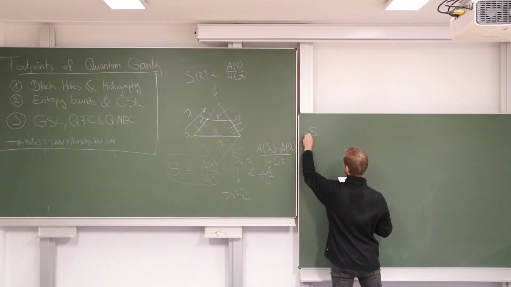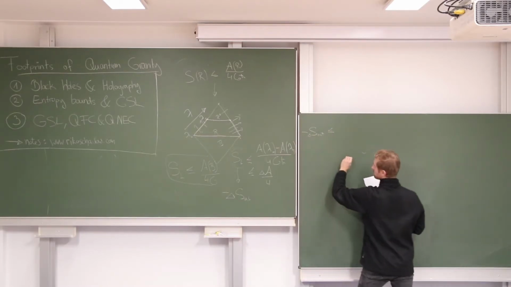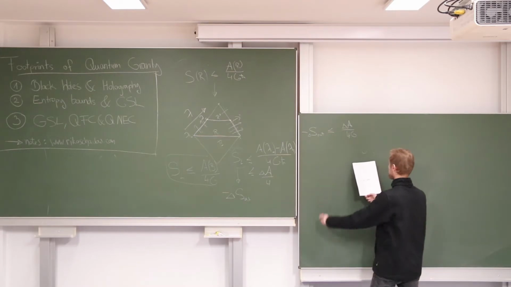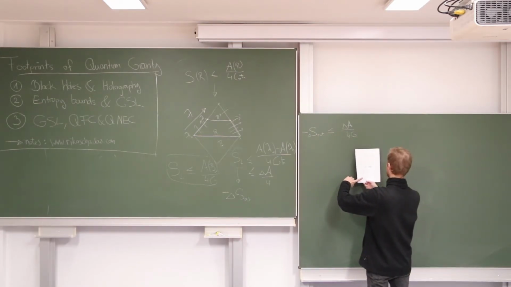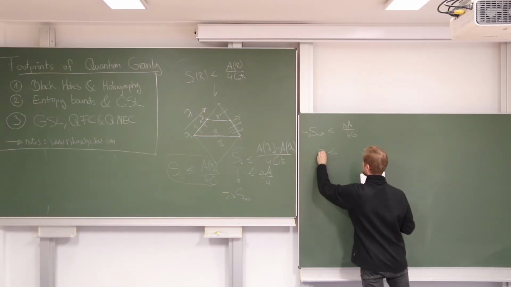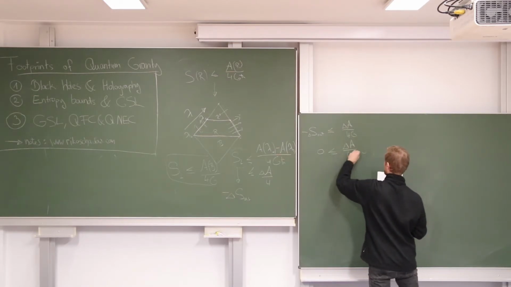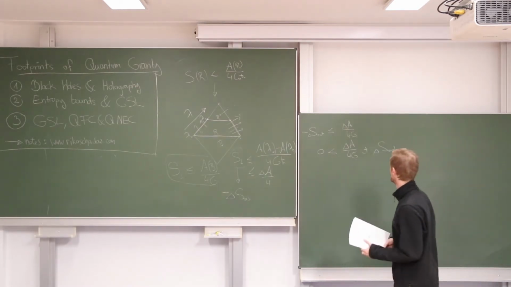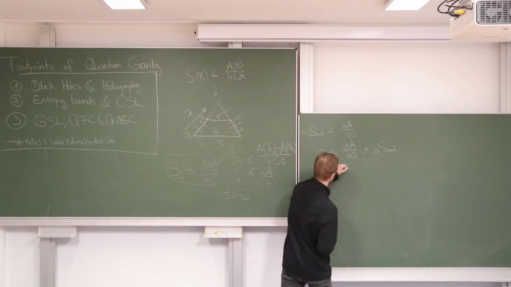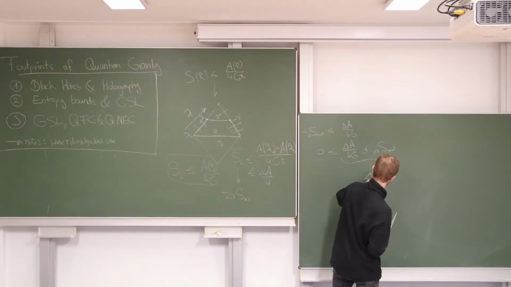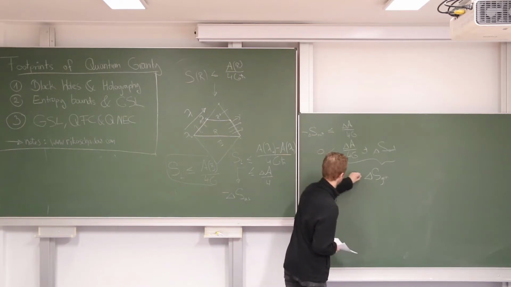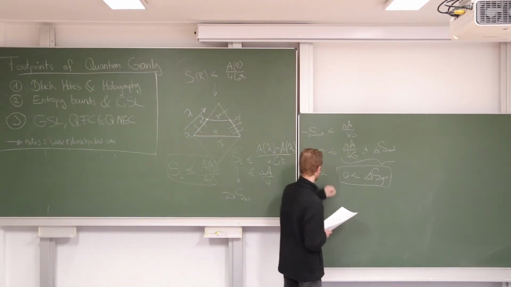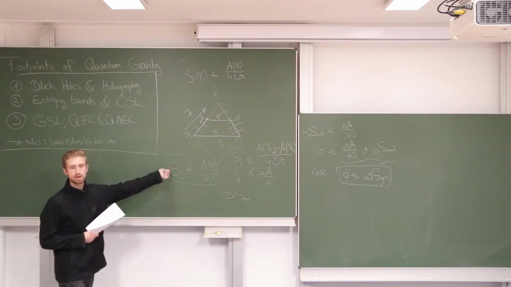So what we have here is minus S out is bounded from above by the change in area over 4G. And now, wait, which side do I want to put this on? I want to put it on this side, right? So if I put this on the other side, then I find that the change in area plus the change in outside entropy cannot be smaller than 0. And this is nothing but the change of the generalized entropy. And this statement that the change in the generalized entropy cannot be smaller than 0 is the generalized second law. So the generalized second law implies the covariant entropy bound.